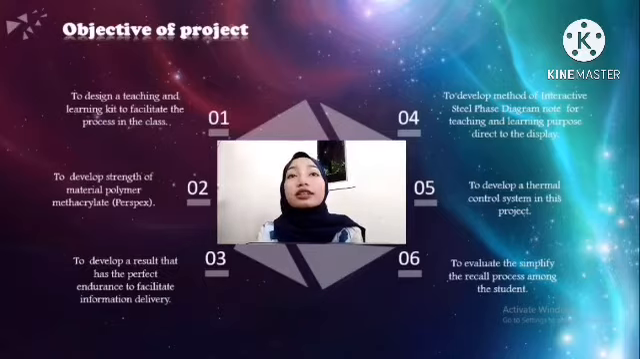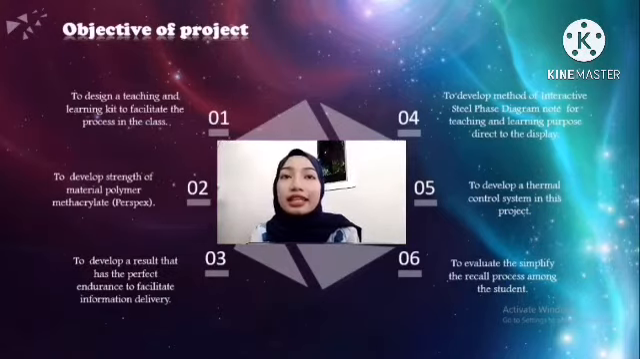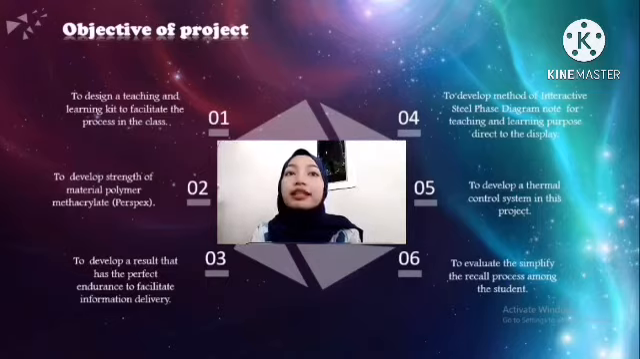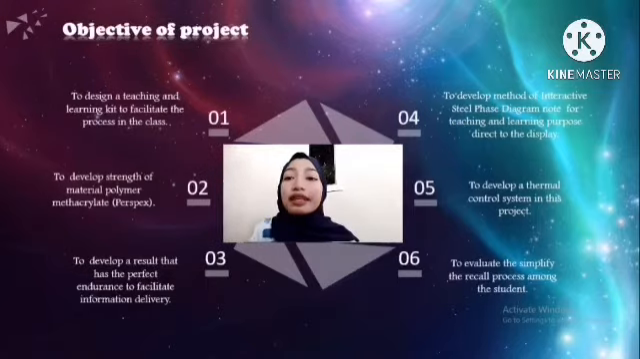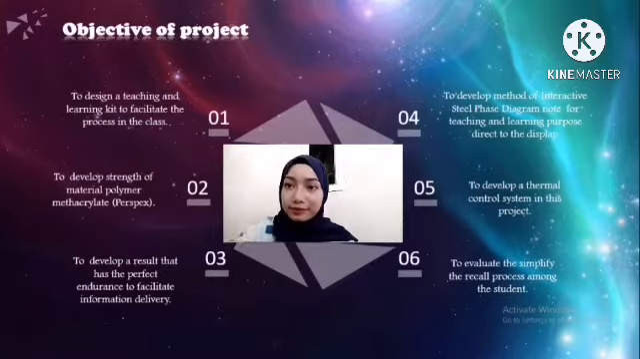This is our objective of project. The first one is to design a teaching and learning kit to facilitate the process in the class. Second, to develop strength for material polymer methacrylic. The last but not least is to evaluate and simplify the recall process among the students.